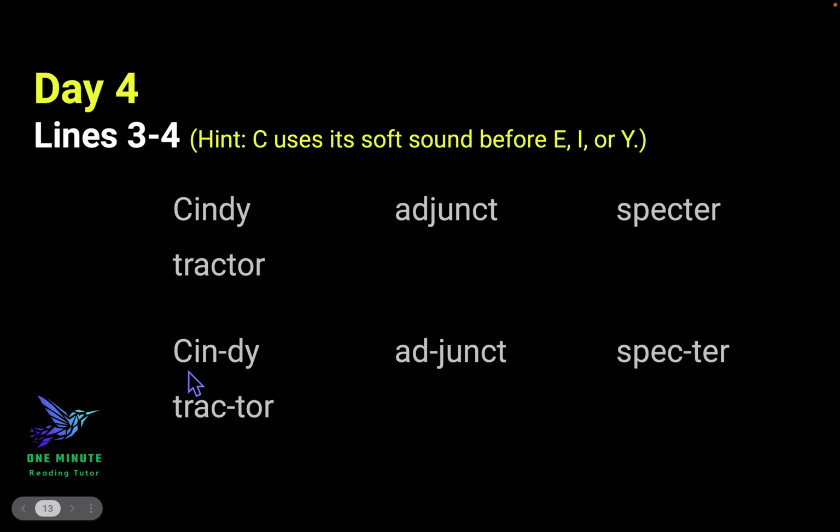This C is followed by an I, so we want its soft sound. So this syllable will be sin. Remember the Y at the end of a multi-syllable word takes on the long E sound. Cindy. Adjunct, specter, tractor. Once again, this OR becomes muffled and sounds more like er.